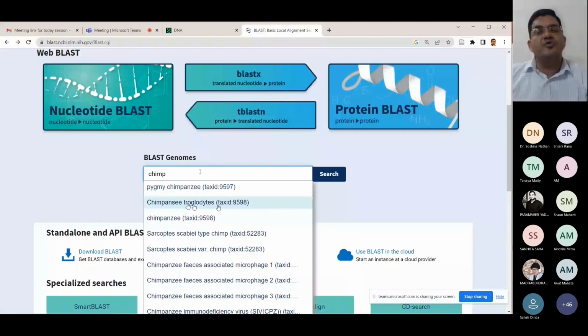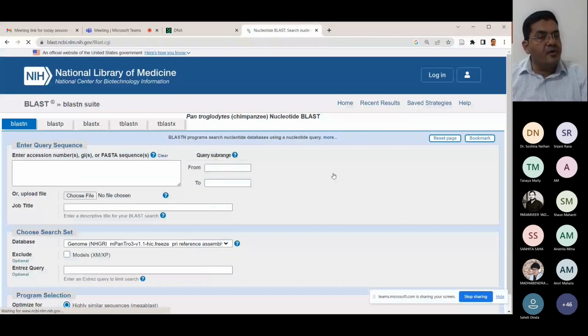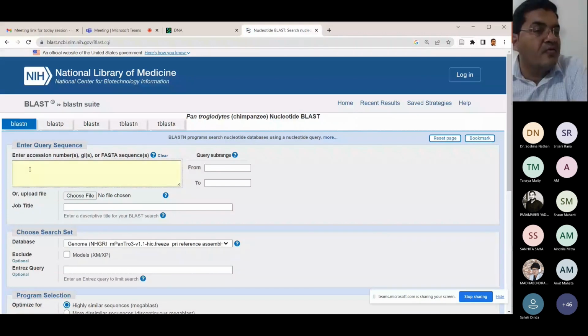So we have selected our genome into which we're going to do a nucleotide BLAST. We say search. Now we have defined that our database is going to be the genome of Pan tro 3, or Pan troglodytes 3, which is the chimpanzee genome, right? Then here you can paste your sequence. We are on BLASTN. You can see that by default it has taken us to BLASTN because the database we selected is a nucleotide database. Now we copy our sequence here.